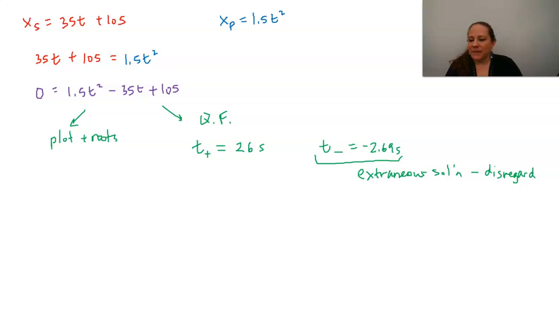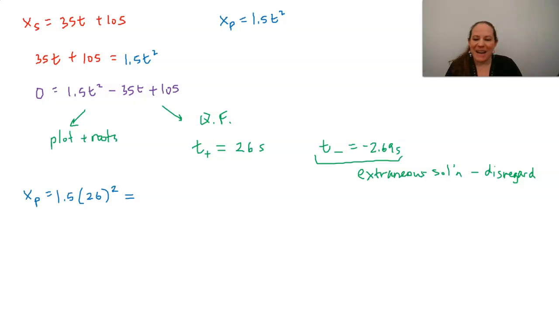We have a time. Now we need, where are they? Where did they meet? Once again, I need to pick a position-time relationship. Okay, I could do 35 times 26 plus 105 for the speeder, or, you know, it's not going to be so terrible to do 1.5 times 26 squared. That's actually going to be fewer keystrokes on the calculator.